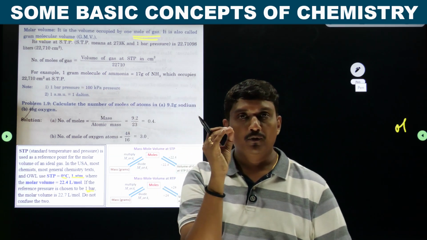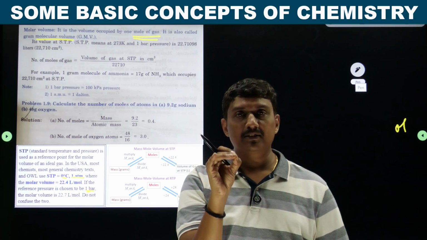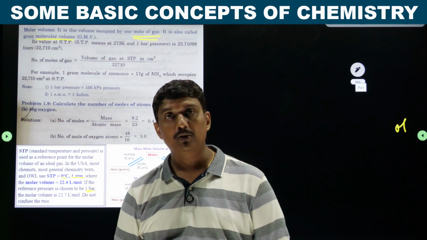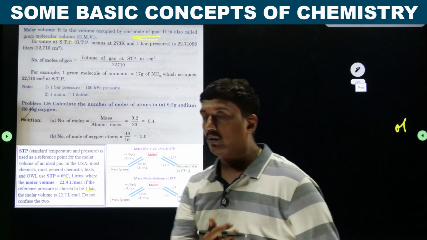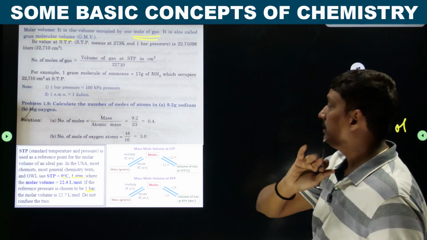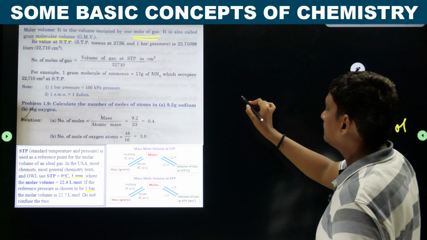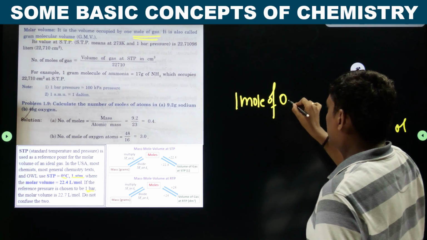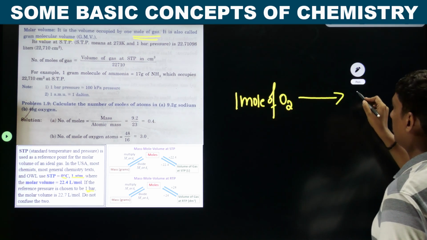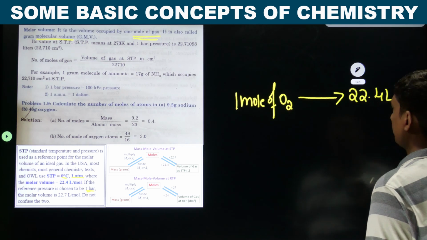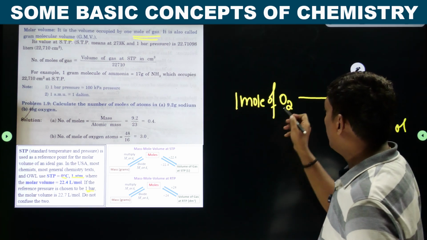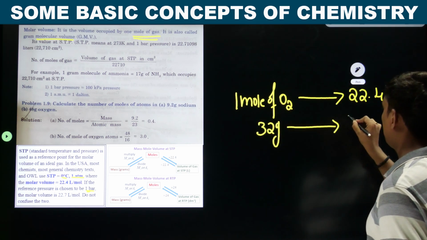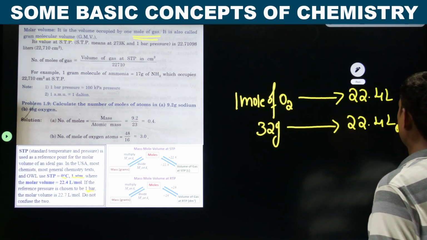See, if I give 15.8 liters of oxygen, how many moles? Is it possible to calculate? Yes, we can calculate. Before this formula, let us take a simple example. 1 mole of oxygen gas at STP is equal to 22.4 liters. 1 mole of oxygen means 32 grams, which is equal to 22.4 liters.